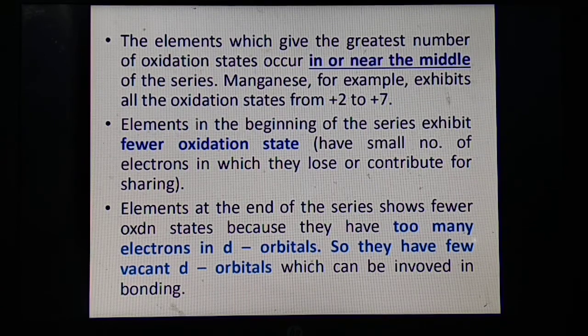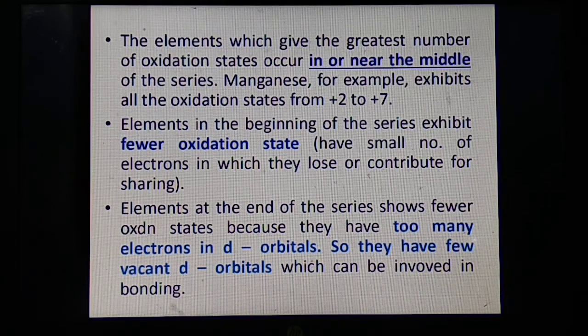Elements at the beginning of the series exhibit fewer oxidation states because they have a small number of electrons which they lose or contribute for sharing. Elements at the end of the series show fewer oxidation states because they have too many electrons in d orbitals, so they have few vacant d orbitals which can be involved in bonding. In zinc, all electrons are paired, 4s2 3d10 configuration, so it has few vacant d orbitals which can be involved in bonding. That's why the first and last elements show fewer oxidation states.